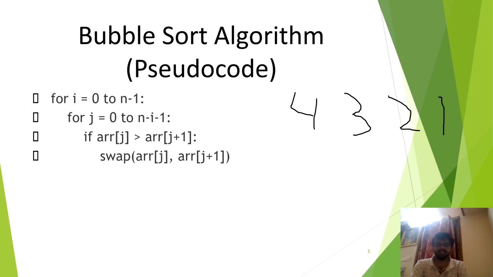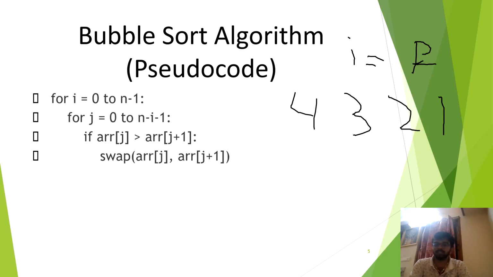Here we are going to keep i equal to 0 to n minus 1. This is for pass 1. This i iteration is for passes. I denotes P, so I am writing it in short form as P, for passes. So we are iterating this loop from i equal to 0 to n minus 1.